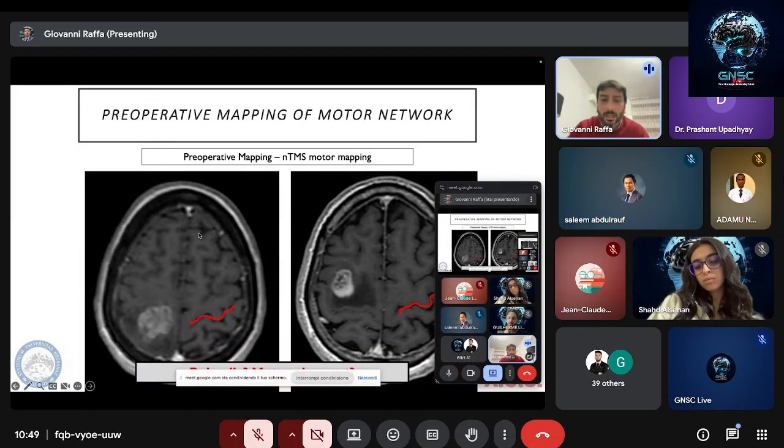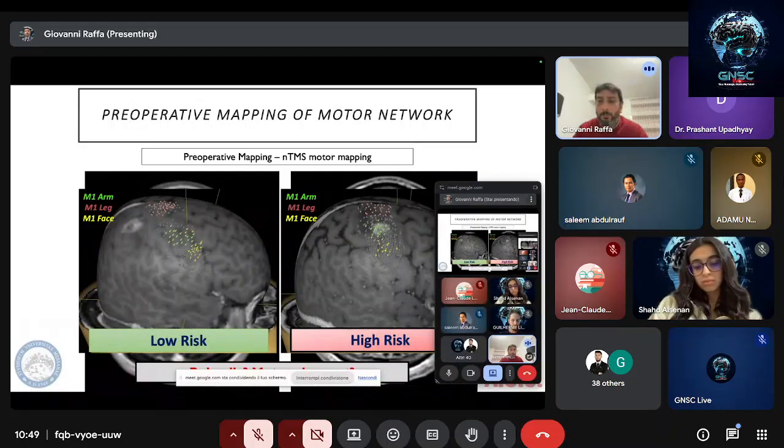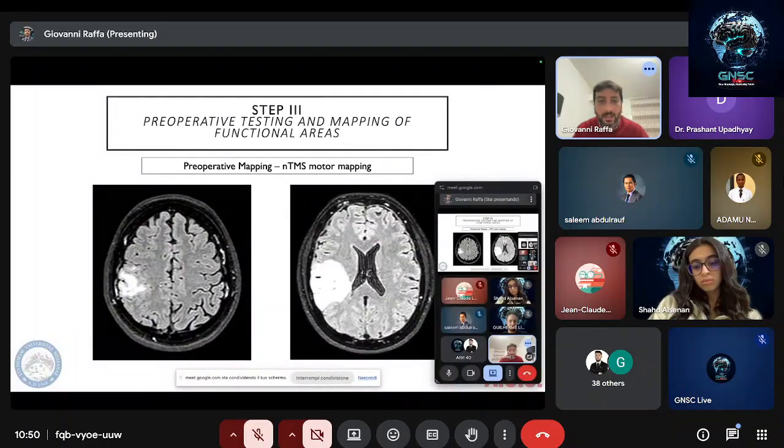But if we want to know if those two lesions really involve or infiltrate the motor cortex, we can just perform our preoperative mapping using NTMS. This is the final result after our mapping. You can see we have two completely different lesions. On the right, we have a lesion that is infiltrating the motor cortex, so there is a high risk for surgery. On the left, you have a lesion that is posterior to the motor cortex, so it can be approached more safely. It can be resected completely without inducing motor deficits.